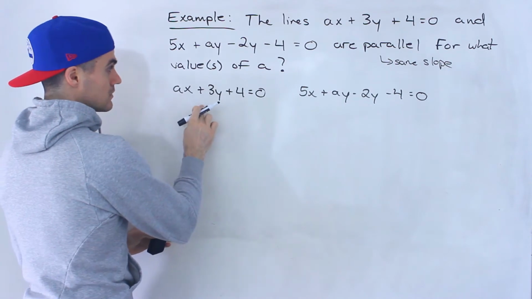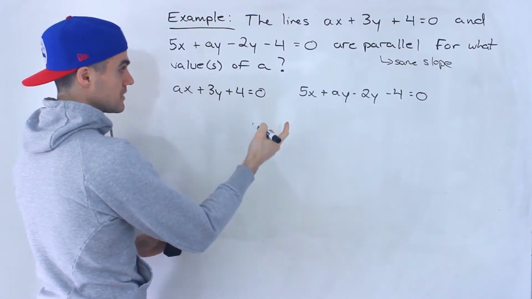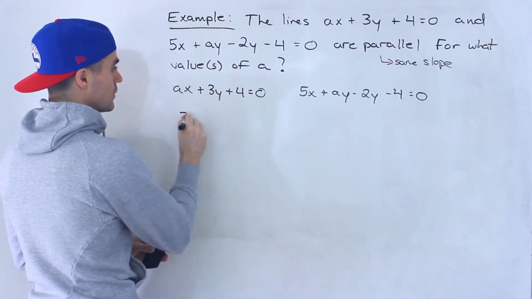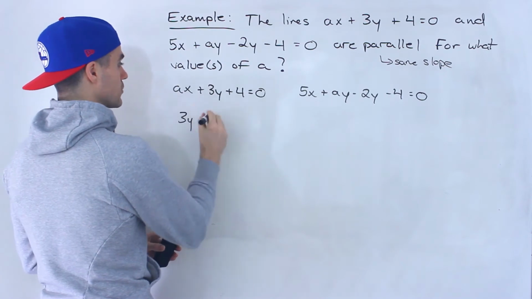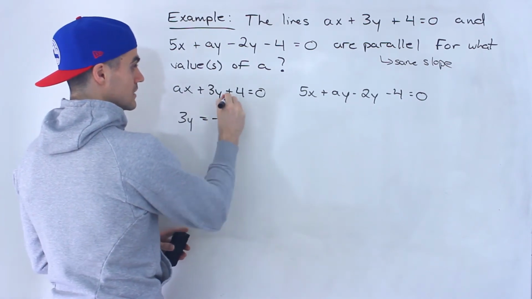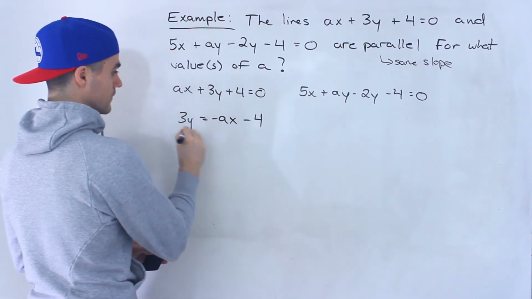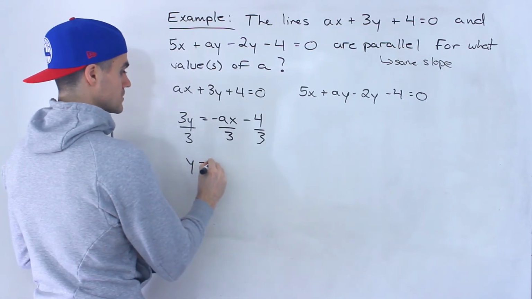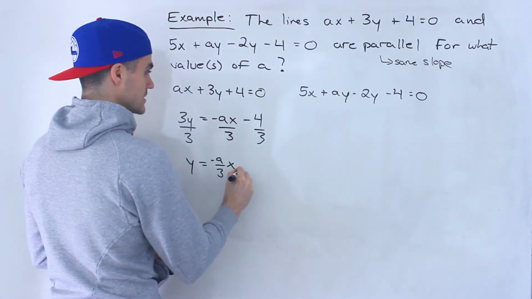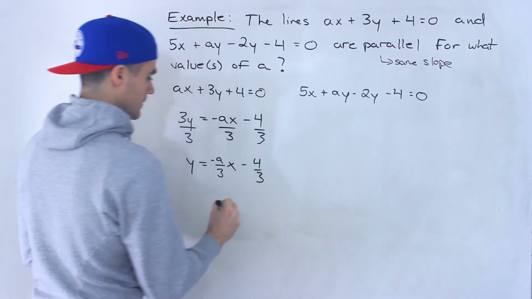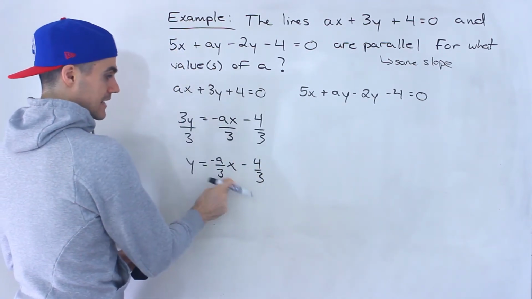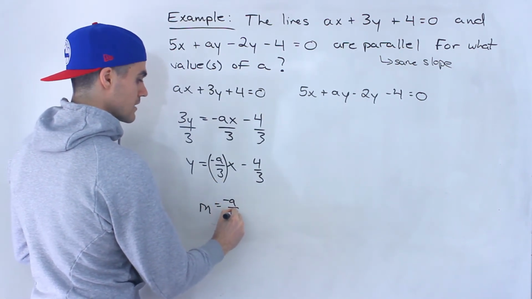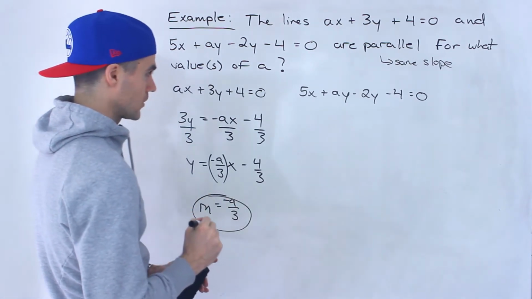So here, to get the slope, we got to put it into the y = mx + b format, which means we have to isolate for the y. So over here, I'm going to keep the 3y on the left side. I'm going to bring the ax over, that'll become negative ax. Bring the 4 over, that'll become minus 4. Then we could divide both sides by 3. So we'd have y = -a/3 x - 4/3. So this line and this line are the exact same thing. And notice here, the slope for this line is negative a over 3. That's what we're looking for.